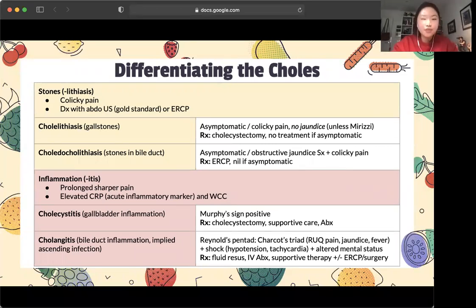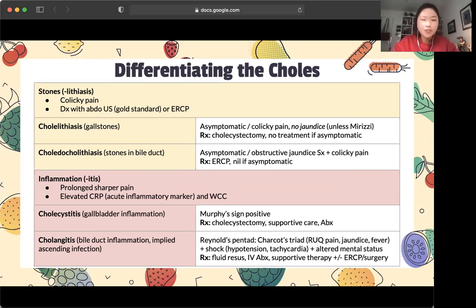So your inflammation based conditions. So cholecystitis is gallbladder inflammation. And this is where you get a positive Murphy sign. We are going to go through all of the clinical signs, I promise. We're going to get to them at the end. And treatment is cholecystectomy, supportive care, antibiotics.